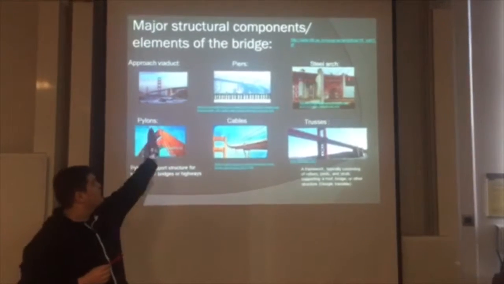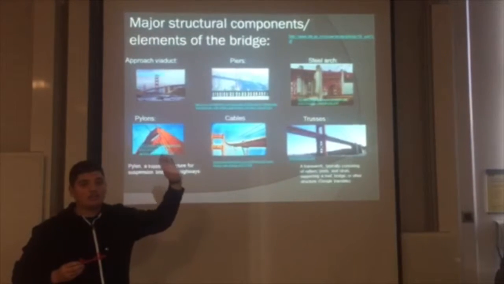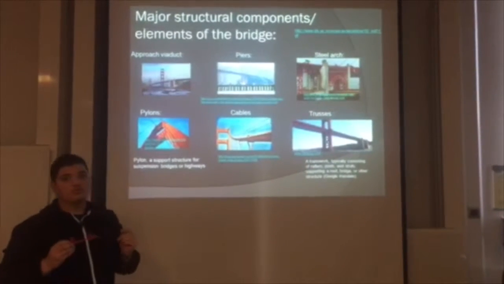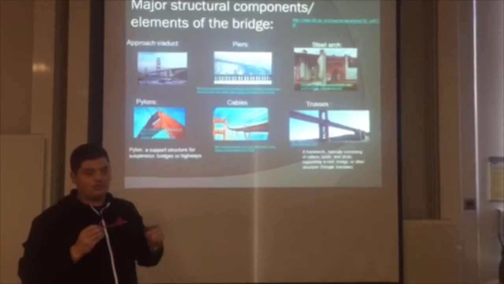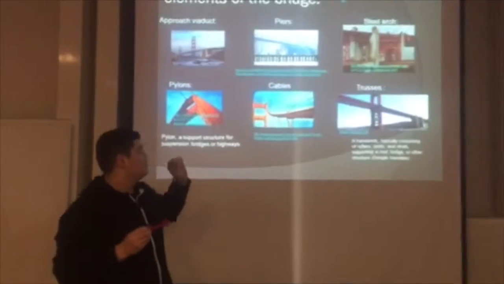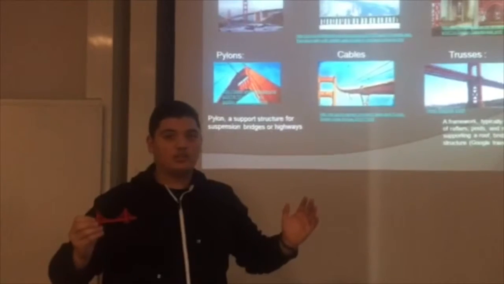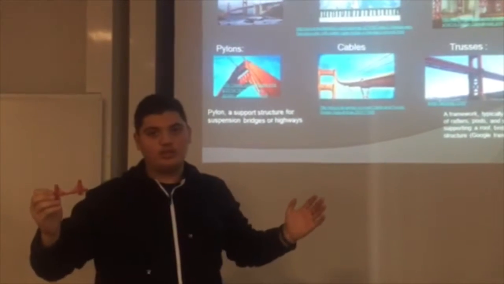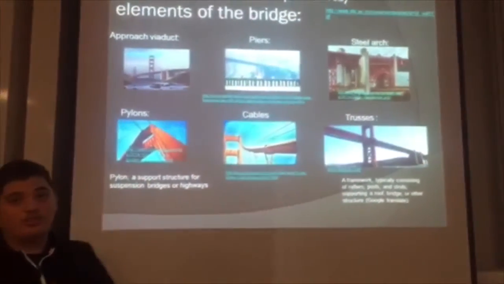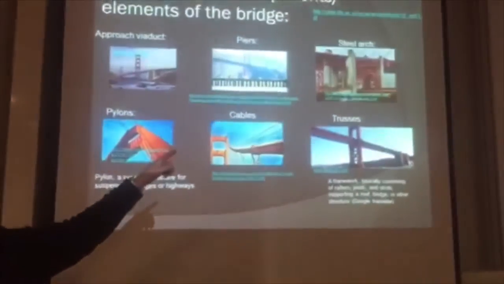So here are the major structural components or elements that were designed to build the Golden Gate Bridge. I'll try to show you each part on the model, but I won't be able to do it for all the parts because it's not a completed model. The upper viaducts, of course there are two, one at each end of the bridge, and the piers, I can't show you on the model, even the steel arch.